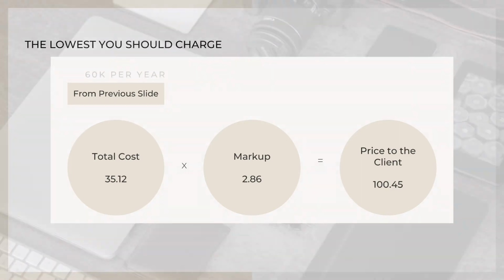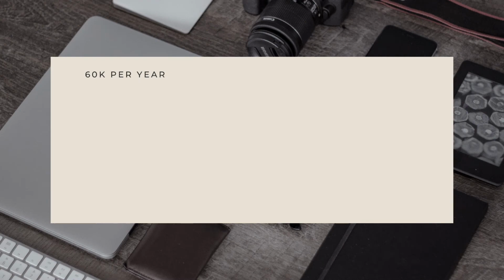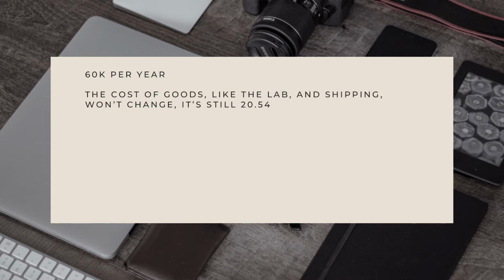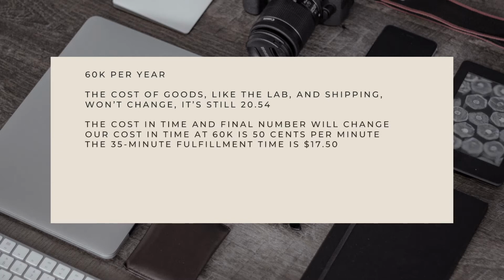Okay. But what if you want to make $60,000 a year? That's an excellent question. I applaud you giving yourself a raise. Now, a lot of the numbers are going to stay the same. Like the cost of goods, like the lab and shipping, that won't change. It's still $20.54. The cost in time and the final number will change.